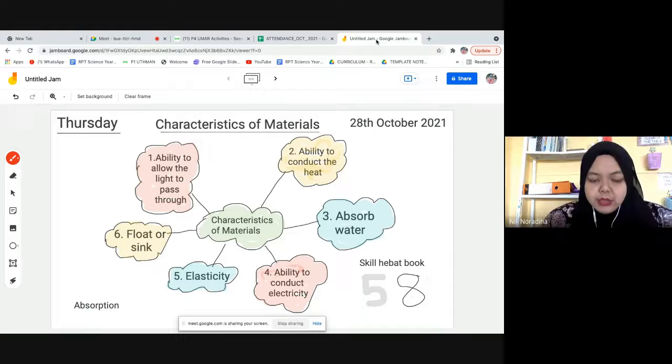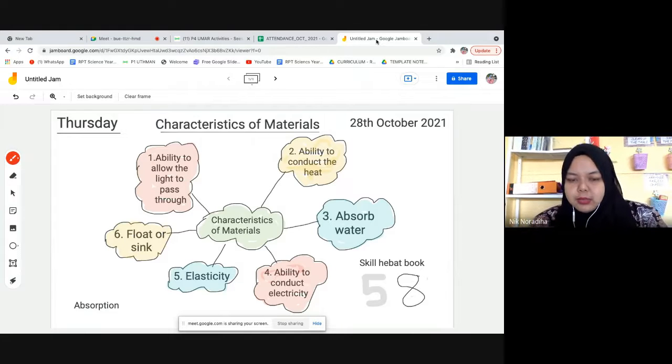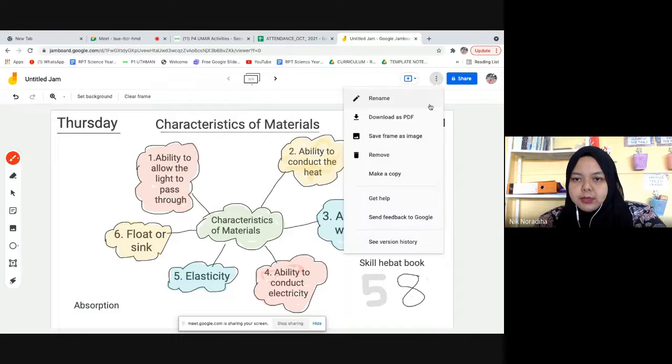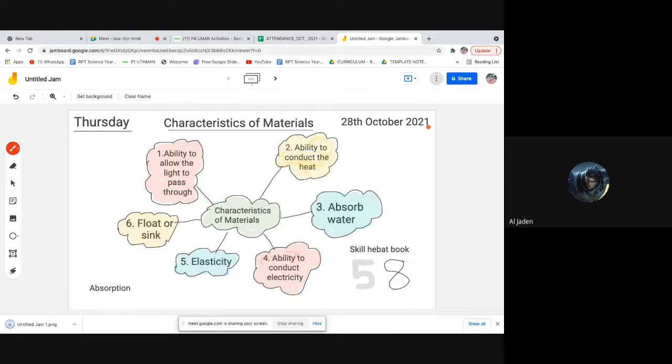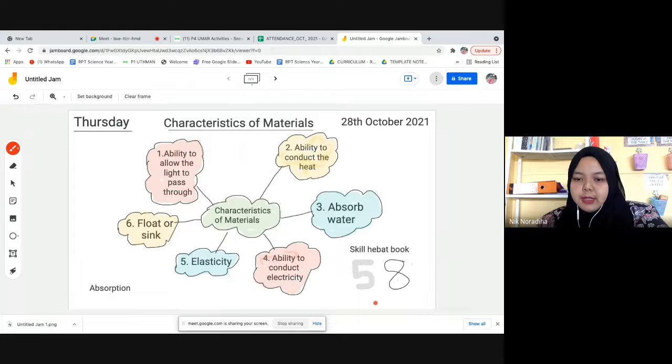Okay, so for those already done with the notes, if you want to send the picture later, you can send later, but do page 58. Number 1 only, do one question only. This one teacher will send in Seesaw later for those who are not done. Do page 58, question number 1 only.